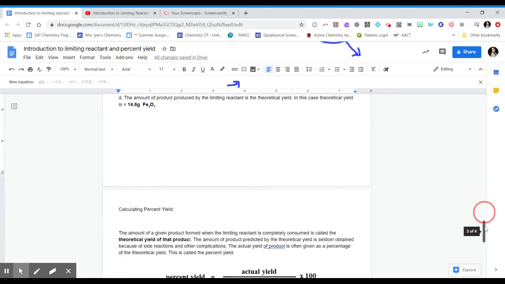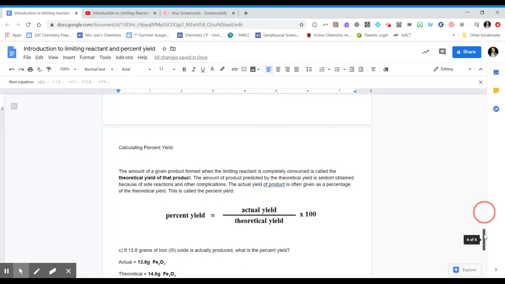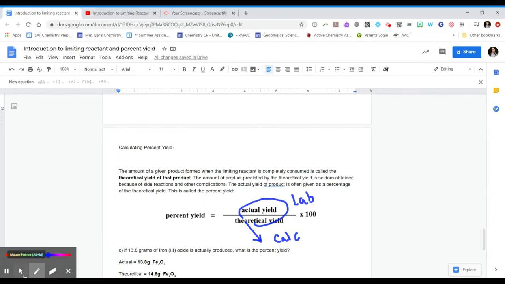So the next concept is a very simple one. It's called the percent yield. So to find the percent yield of a reaction, you need to know an actual yield. The actual yield, this one, comes from lab. So when you do this experiment in a lab setting, whatever you make from the lab is your actual yield. The theoretical yield comes from the calculation. So the formula goes this way. Percent yield is actual over theoretical times 100.